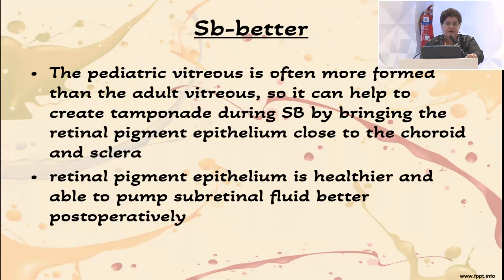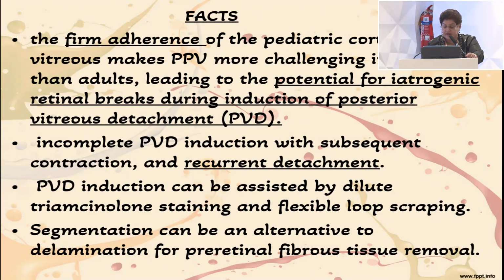So if you have a patient who has a lower grade of PVR, it is better to do a scleral buckle rather than jump in for a vitrectomy, because if you create the tamponade by a buckle and the drainage, the retinal pigment epithelial pump is healthier, so it pumps out the subretinal fluid better, and the visual acuities are definitely much better than what you would get if you had attempted a vitreous surgery.